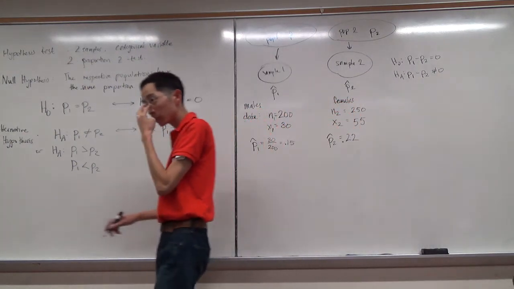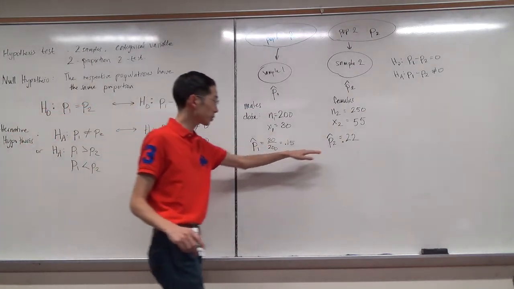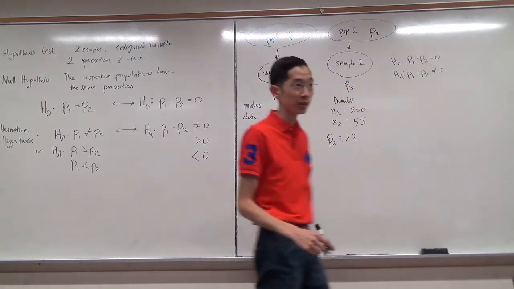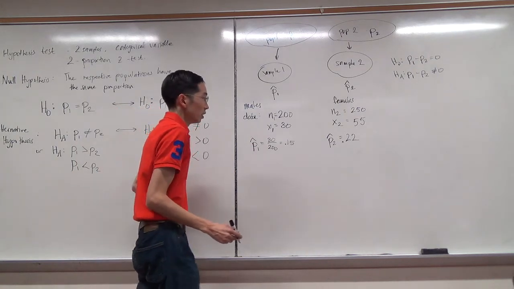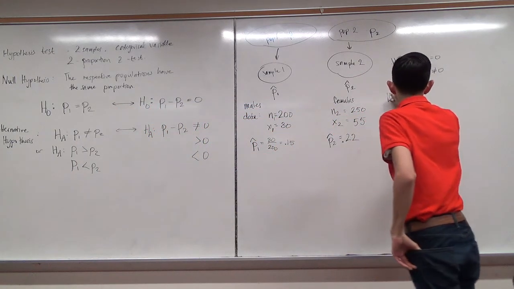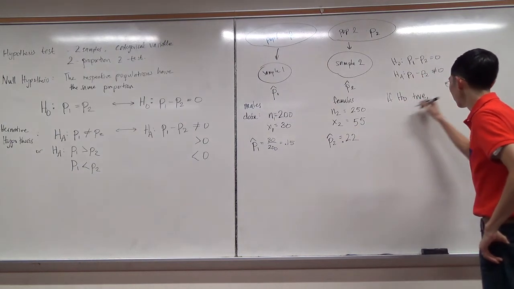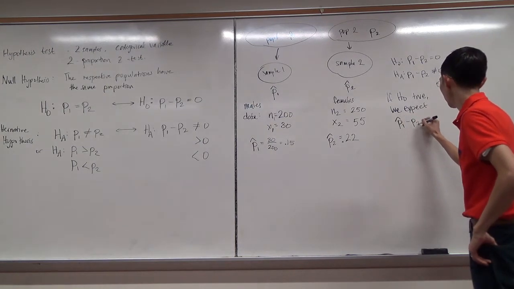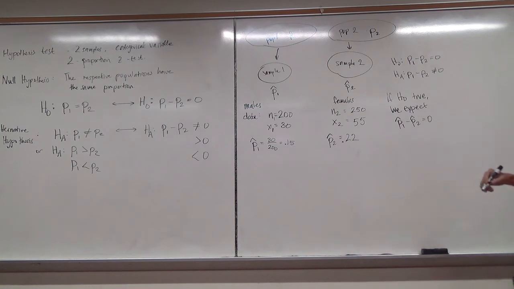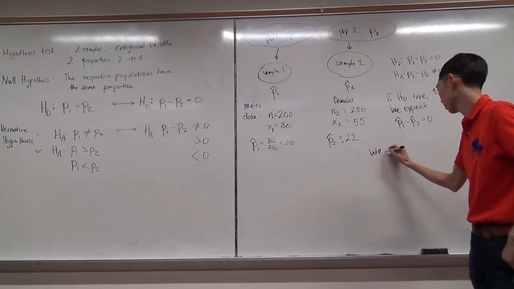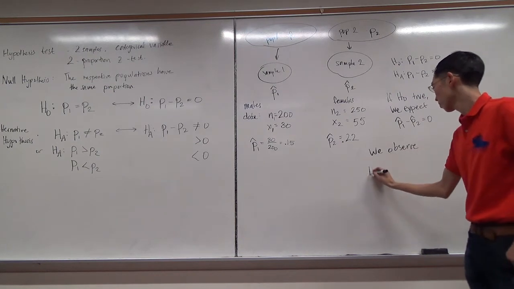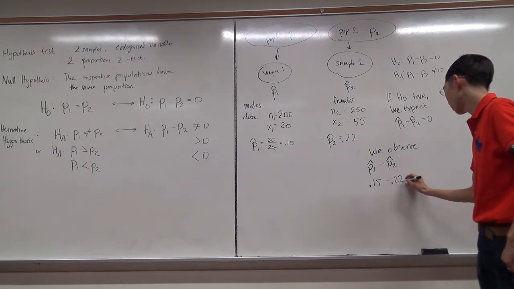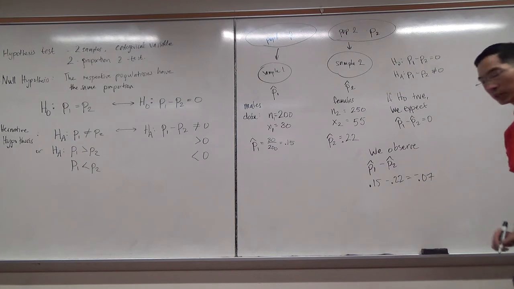Okay. So if the null hypothesis were true, we would expect our sample proportions to be equal. We would expect that there'd be no difference between our sample proportions. So if H0 is true, we expect P1 hat minus P2 hat to be equal to 0. But what we observe, P1 hat minus P2 hat, is 0.15 minus 0.22. We get negative 0.07.